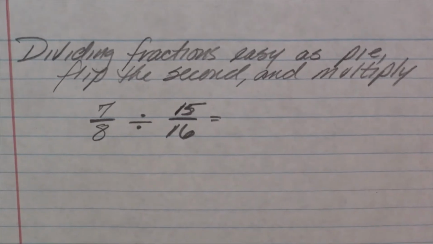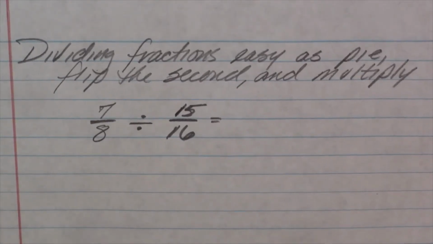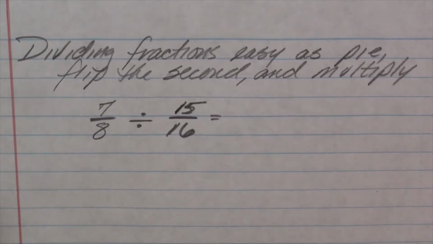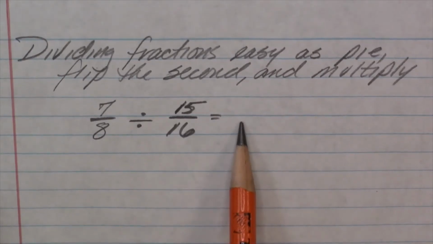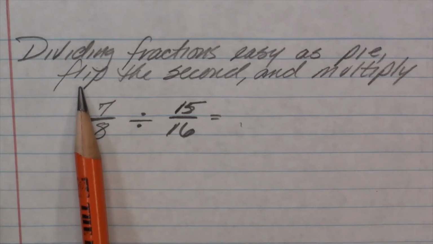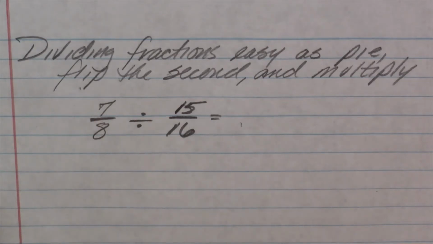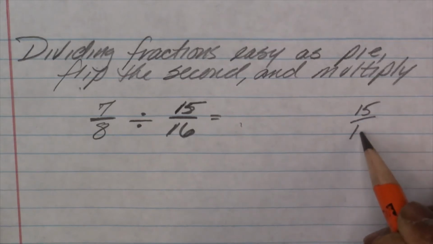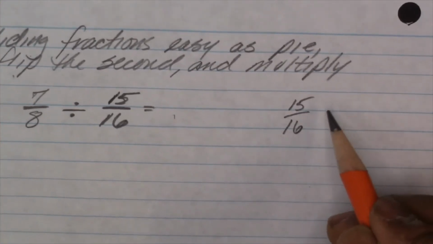All right, the last part of the fraction song says, dividing fractions easy as pie. Flip the second and multiply. And I've written out my example here. I need to tell you that the word flip means to find the reciprocal. And all a reciprocal is the number that a fraction has to multiply by itself to equal 1.